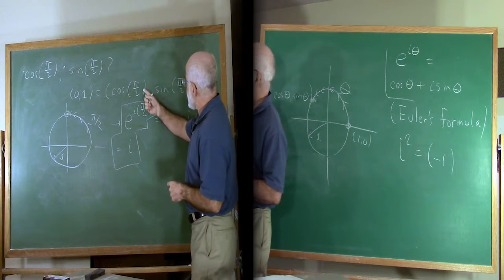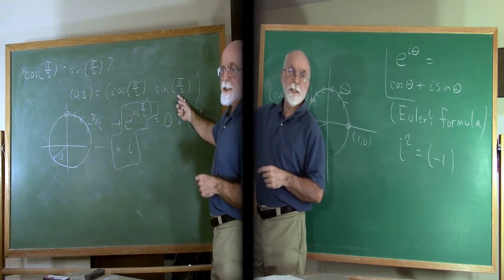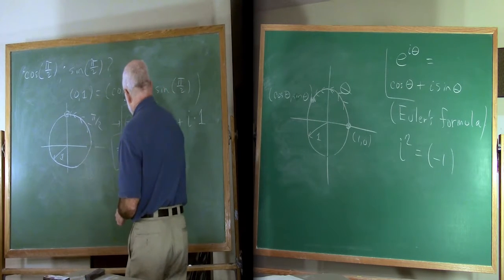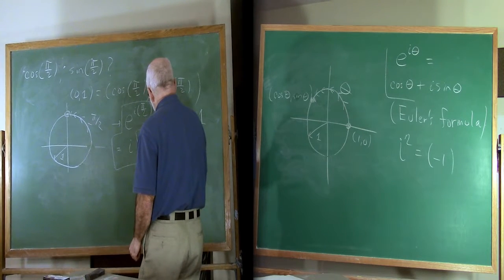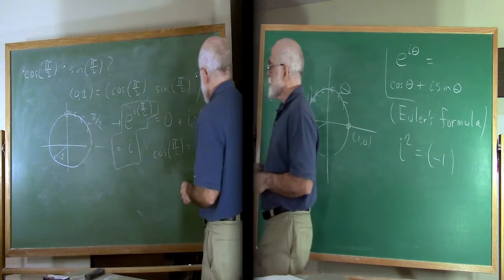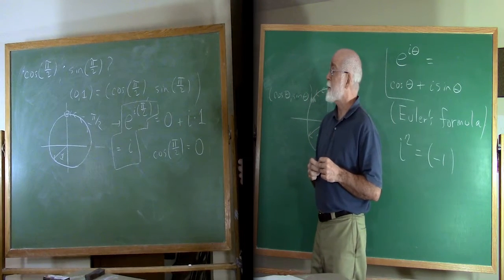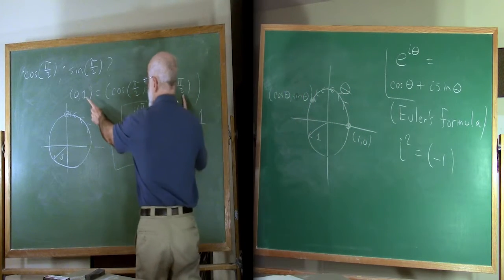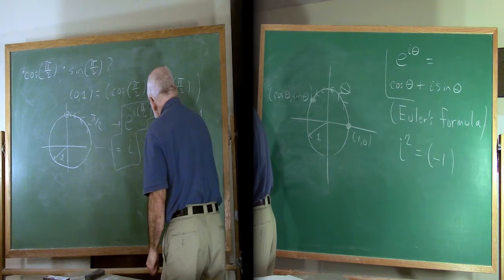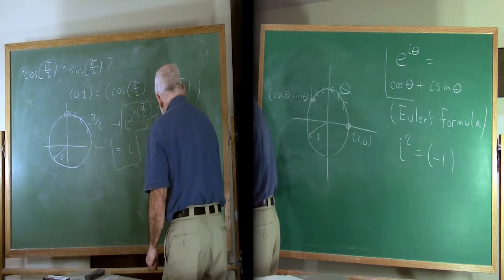While we're at it, let's mention explicitly what cosine and sine are. Remember that you get the cosine from the first coordinate. Cosine of pi over 2 is 0. And second coordinate, sine of pi over 2 is 1.